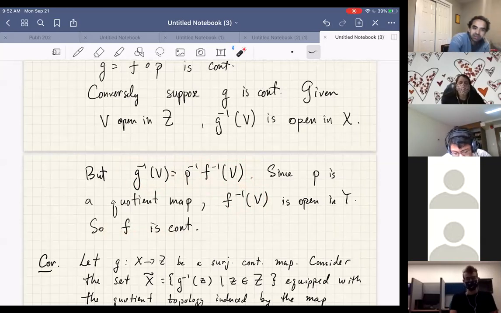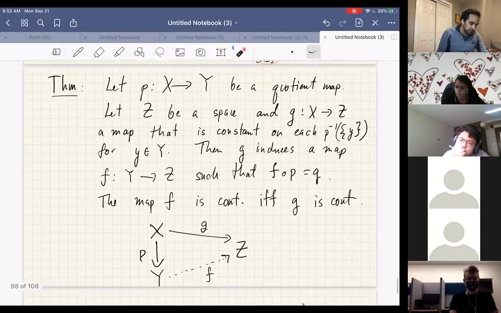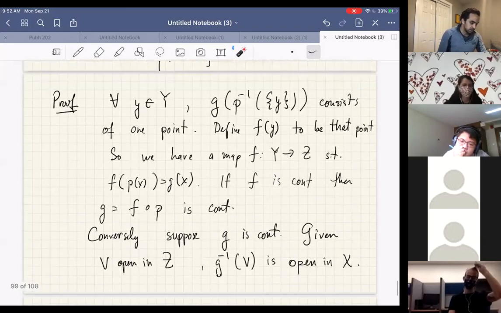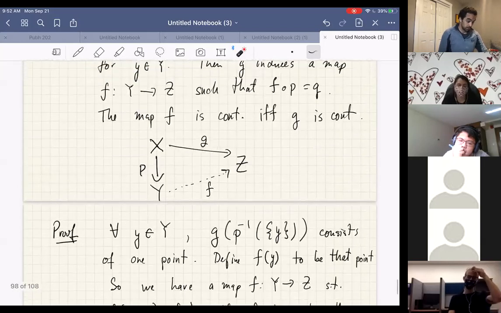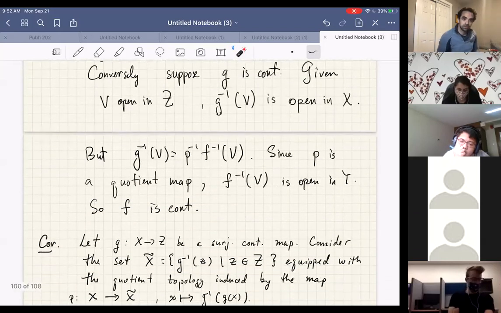Okay? So it's kind of like a little bit of abstract nonsense, right? Manipulating these conditions and so on. And we get that if P is a quotient map and G is a continuous map from X to Z, then there's an induced continuous map from X to Z. Okay. Any questions?